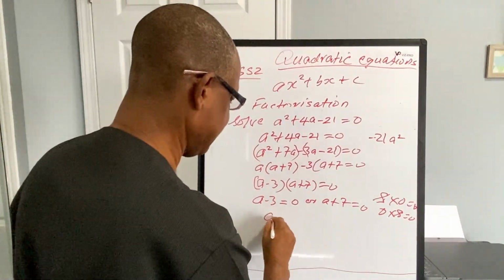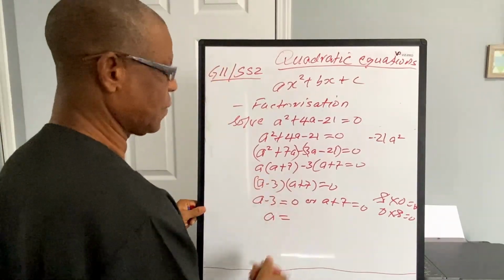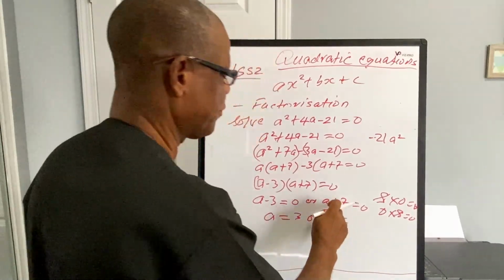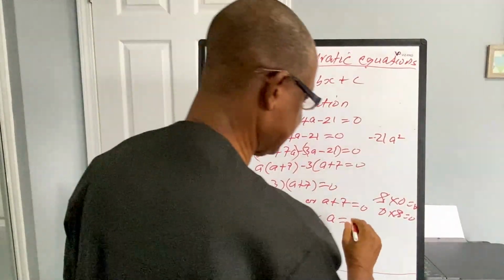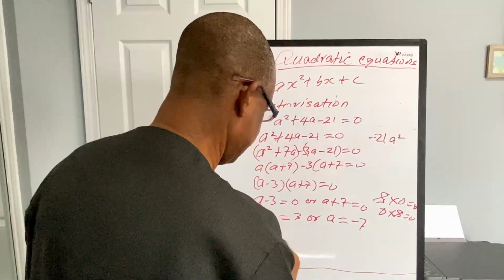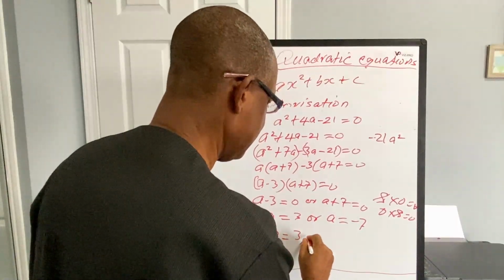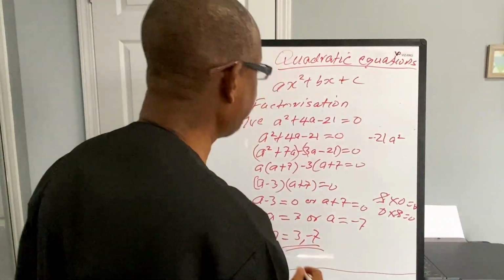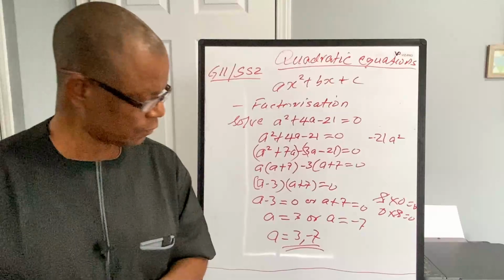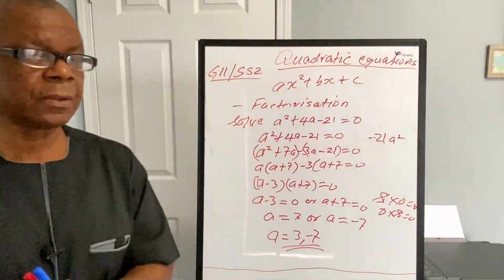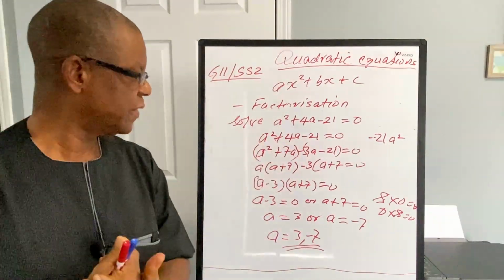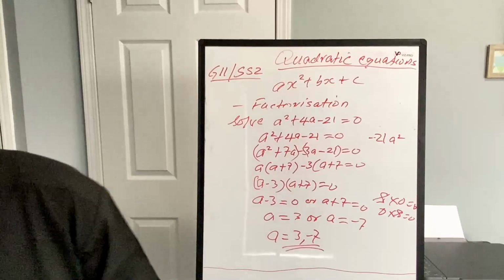So that means that a is equal to the negative 3 crossing equality sign becomes positive 3, or a equals to positive 7 crossing equality sign becomes negative 7. We now summarize our answer and say a is equals to 3, minus 7. We have been able to solve this given quadratic equation. This will be our result. That is the root or the solution of this very quadratic equation.